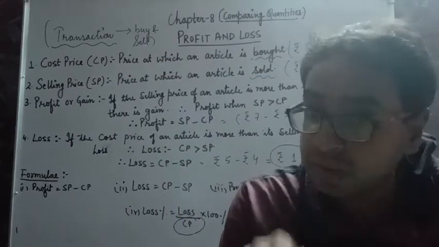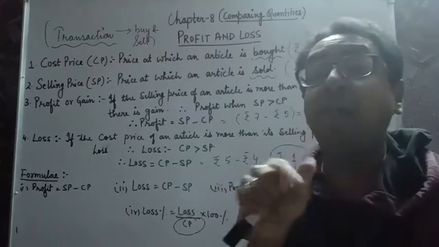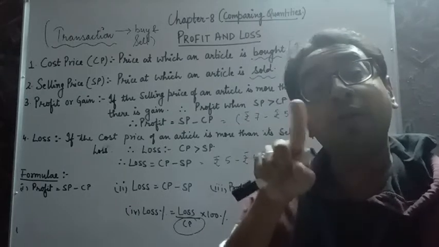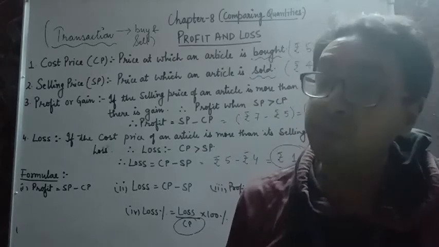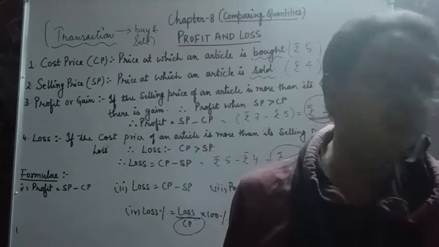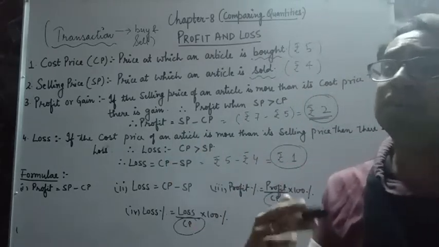Similarly, loss percent is there, SP is there, and I am asking you at what cost you purchase that so that you have the loss of that amount. Are we clear? These are the four situations that we need to study, and learn this formula right now with me.